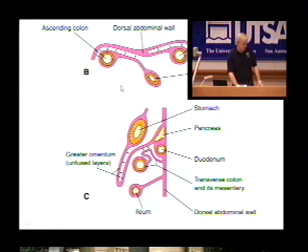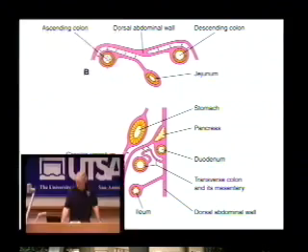So we look at a couple of cross sections there. We see the ascending colon is pushed down in that final 90-degree turn, and it is being displaced posteriorly. So posterior is up, anterior is down, or dorsal is up and ventral is down.